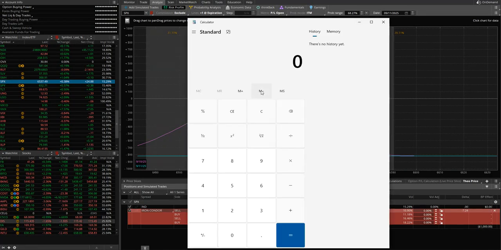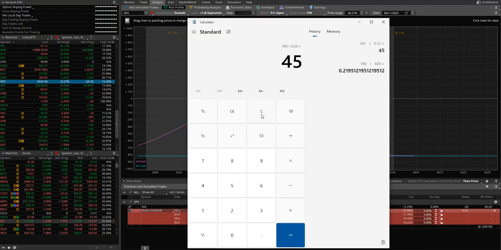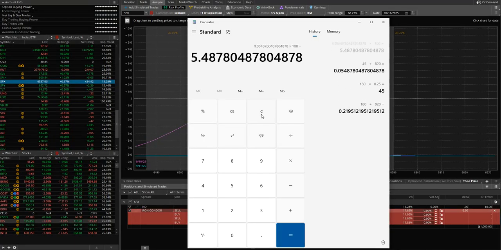Now, I was trying to run some numbers before. So if you're collecting 180 and you're putting down 820, that's a 21% return. But we don't always collect the full premium. What we do is we collect 25 to 30% of it. So be very realistic. I would close this at 25%, which is $45 out of the 180. Divide that by 820, and then you get a 5.5% return. Okay, that's a really good number for a day trade.